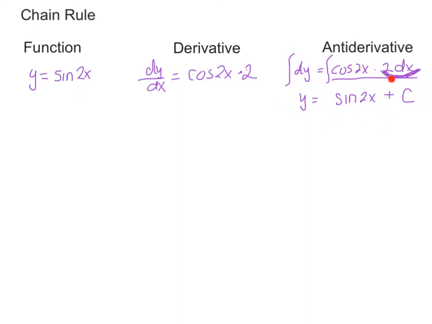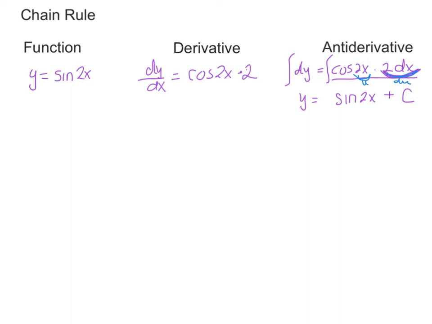So something curious is going on with this piece right here. One thing I could do here is make the 2x a u, and then this here would be the derivative of u. Okay, so the plot thickens.